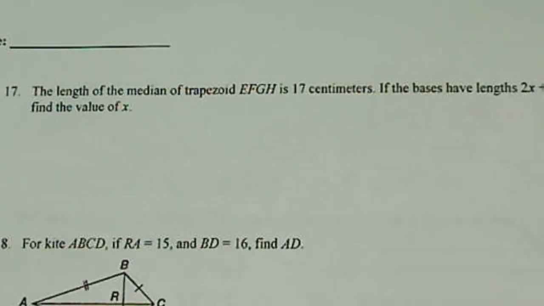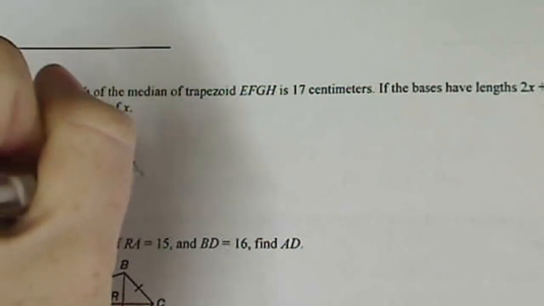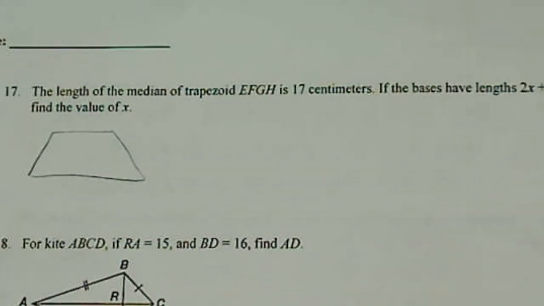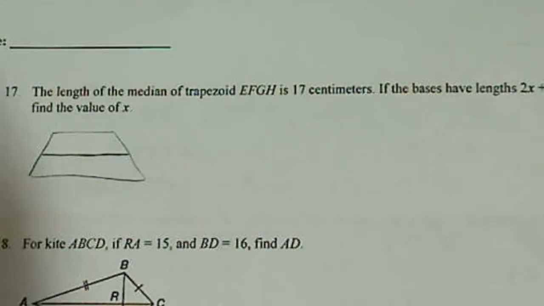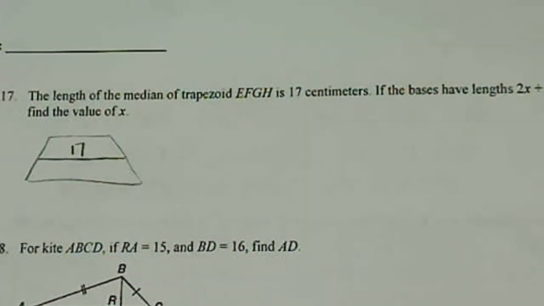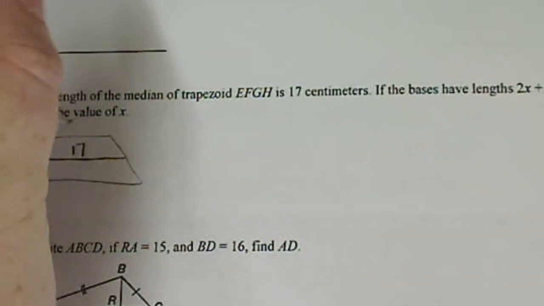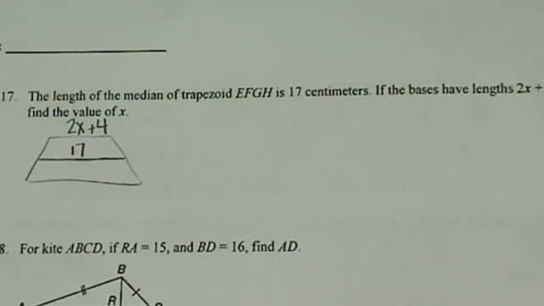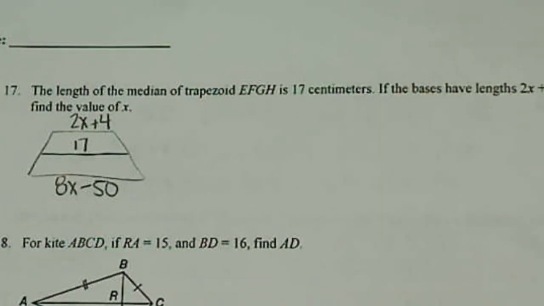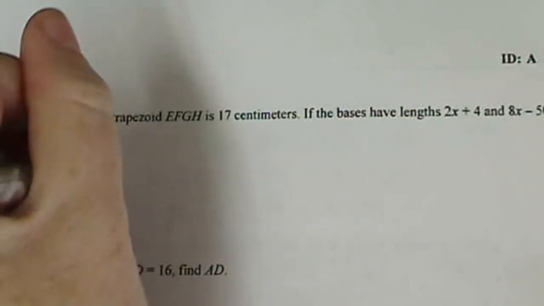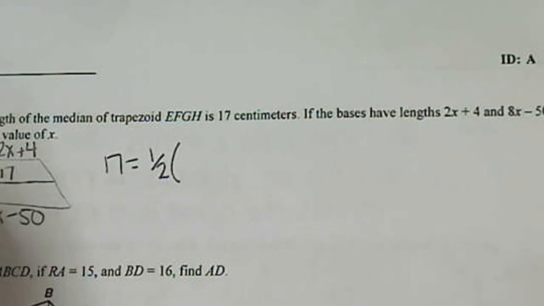Alright, so we've got the length of the median. So let's sketch out our trapezoid. And remember, a median, middle, or mid segment is right here. We know that this is 17. We know that one base is 2x plus 4. Doesn't really matter which one you labeled it. And we know the other base is 8x minus 50. So our mid-segment formula says that this, the 17, equals 1/2 your two bases added together.